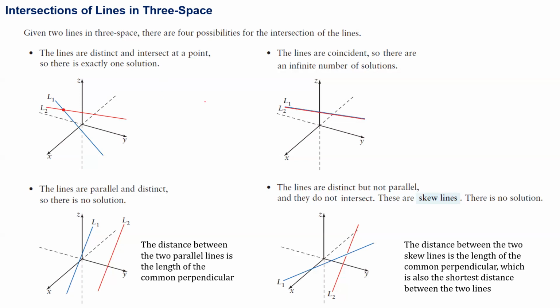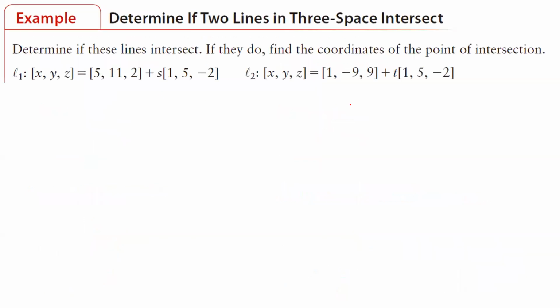All right, if you're finished, let's have a look at some example questions. Determine if these lines intersect. If they do, find the coordinates of the point of intersection. Line L1 is given by (x, y, z) = (5, 11, 2) + s(1, 5, -2). L2 is given by (x, y, z) = (1, -9, 9) + t(1, 5, -2). I'll give you 4 minutes to have a look at these questions.